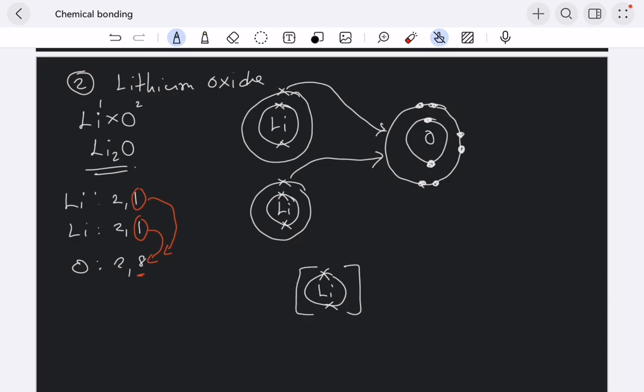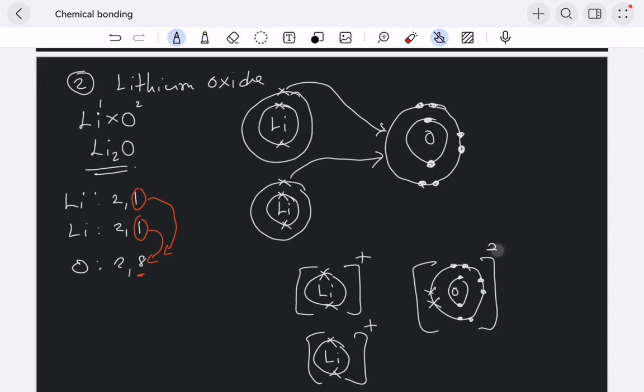We close, show that, then that 2, positive, then oxygen 2, 8, to show those it has gained, then you put the 2 negative. Or you can write a condensed formula of this.